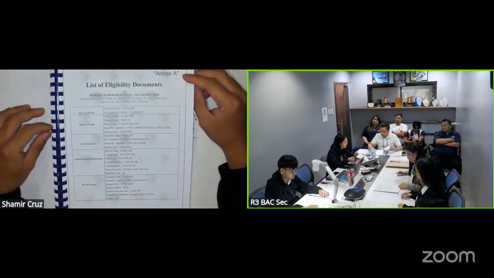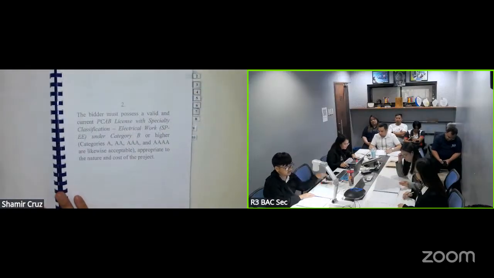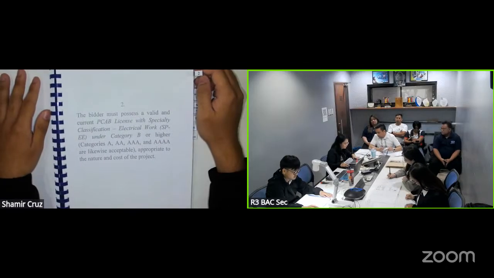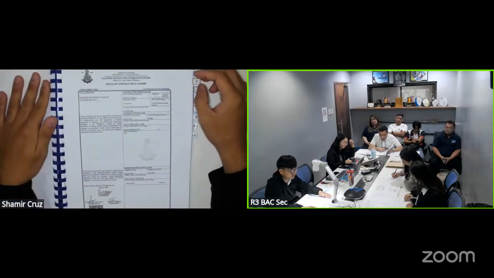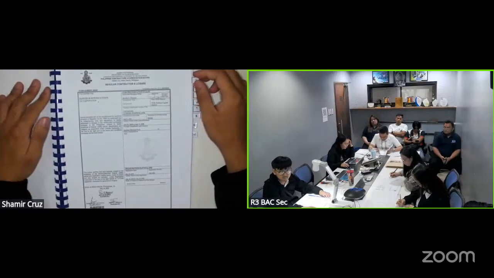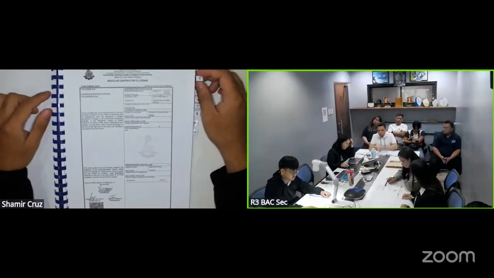So item one, PhilGEPS registration, is rated as pass. Next item is the PCAB classification. Again, it should be electrical work, category B or higher. The bidder submitted a regular construction license from PCAB with specialty in electrical work, category B. So the PCAB classification is rated as pass.